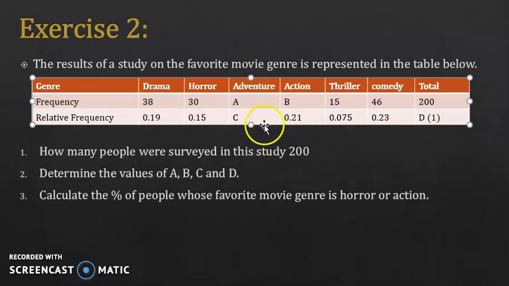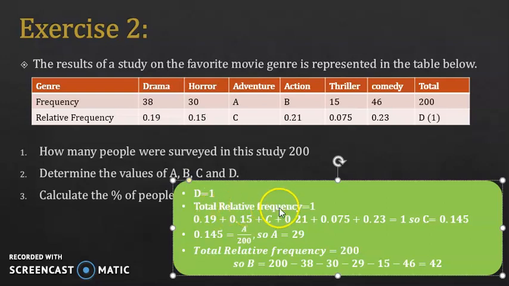Actually, you can get both of them now. I'll start with C because I have all the values in this row and also I have the total, so this would be very easy. Since the total relative frequency is 1, and also the total relative frequency is 0.19 plus 0.15 plus C plus 0.21 plus 0.075 plus 0.23 is equal to 1, you'll get that C is equal to 0.145.